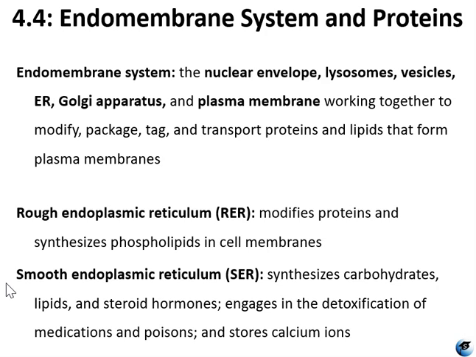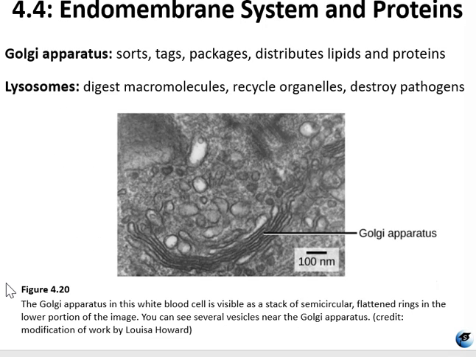First, the endoplasmic reticulum is made up of two parts, the rough ER, and that is going to be the modification of proteins and synthesizing phospholipids. And then the smooth ER, that's for synthesizing carbohydrates, lipids, and steroids. And the smooth endoplasmic reticulum also engages in the detoxification of medications and poisons, and it also stores some calcium ions. Golgi apparatus sorts, tags, packages, and distributes lipids and proteins. Your lysosomes are going to digest macromolecules. It recycles organelles and it destroys some pathogens.